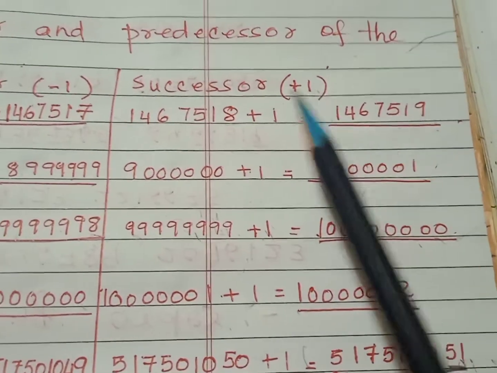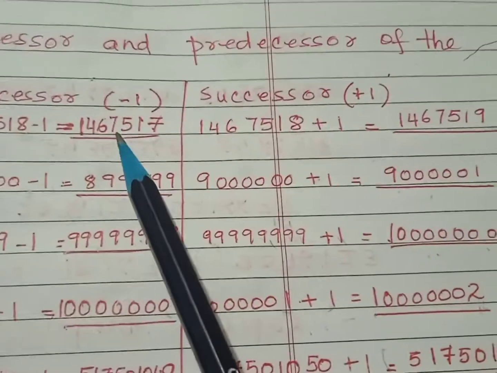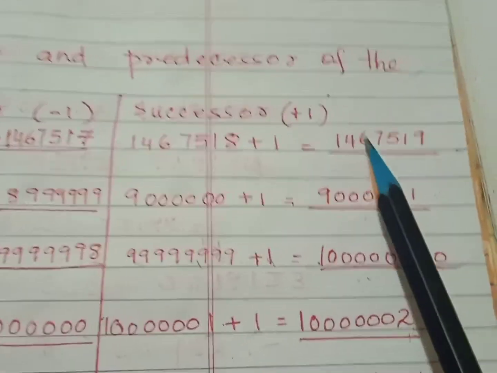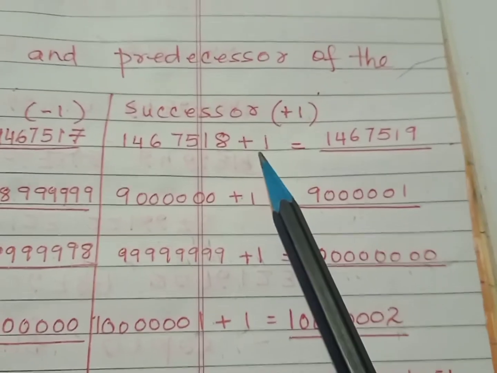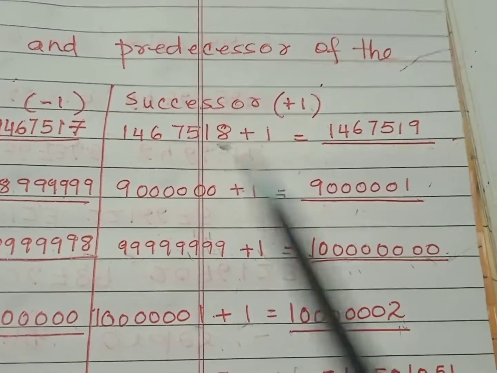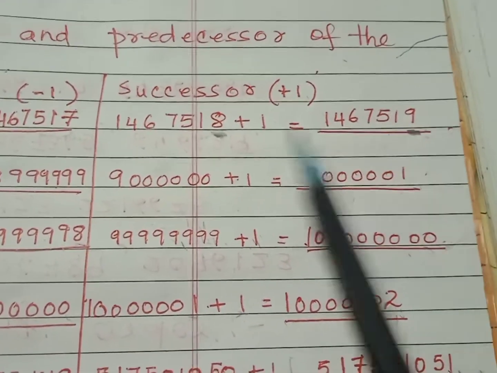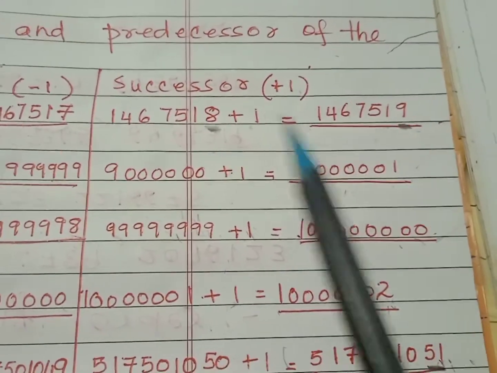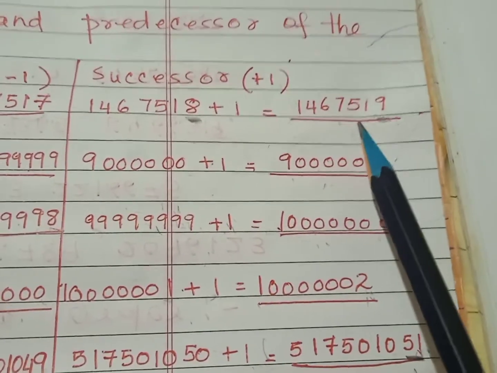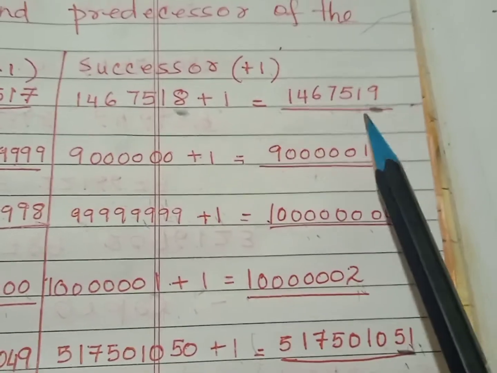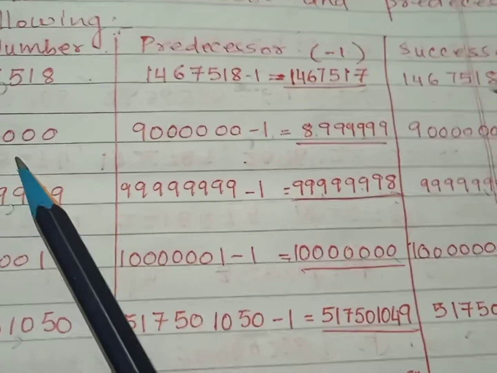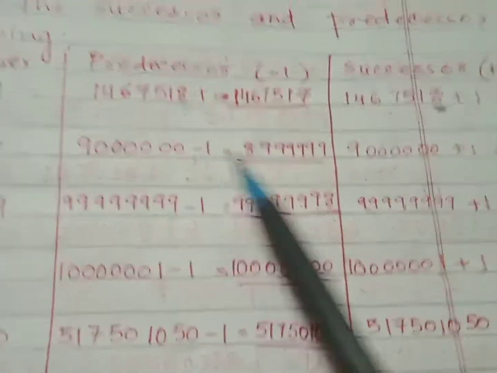Now for the successor, what do we do? We add 1 because we want to find the next number. Like the predecessor is the previous number, the successor is the next number. This was already explained in exercise 1.1. So when we want to find the successor, we just add 1. And again, the ones place gets affected. 8 will get changed into 9 in the ones place because of the addition of 1. The rest of the digits remain the same. That is 14,67,518 becomes 14,67,519.